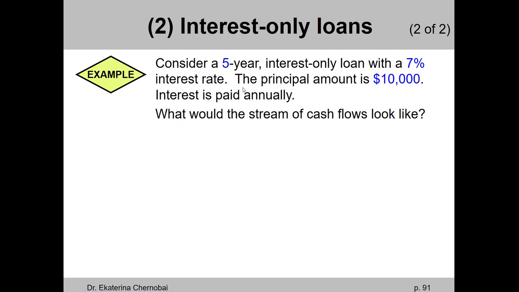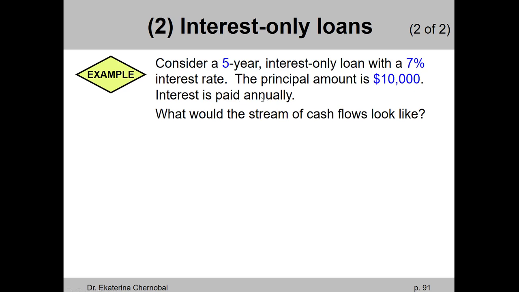Let's say a company borrowed money for 5 years. It's a 5-year interest-only loan. The interest rate is 7% per year. The principal amount, in other words, the amount that the company borrowed, is again $10,000. So let's just use the same numbers as much as we can throughout this entire topic on loans.